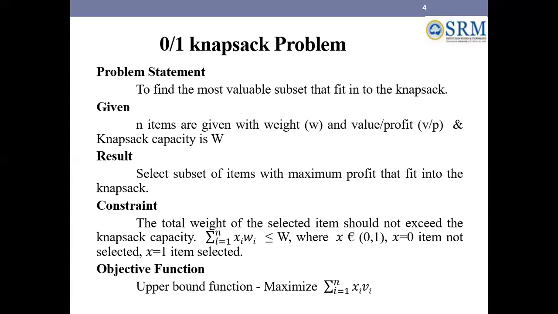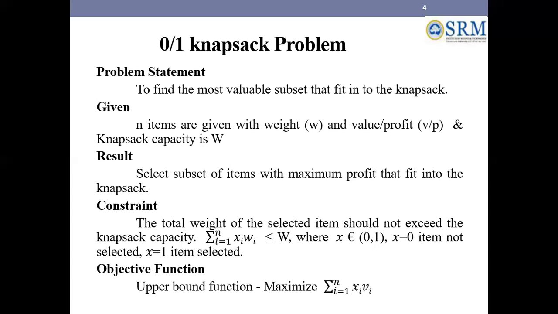The objective function is the upper bound function, the value with maximum profit. The total weight of the selected items should not exceed the knapsack capacity, summed from i equal to 1 to n. There are n items. Xi equal to 1 means the item i is selected and added to the knapsack. Xi equal to 0 means the item is not added. If the item is added, 1 into the weight is added. The sum of the weights of the subset is considered, and that should be less than or equal to the knapsack capacity.